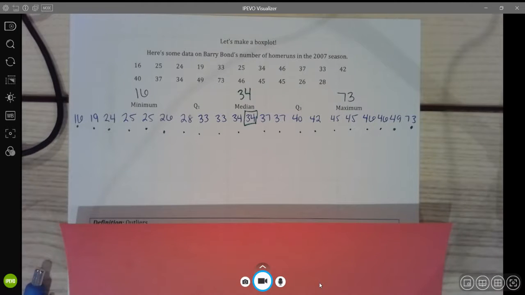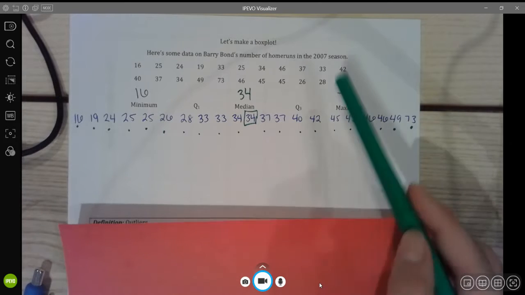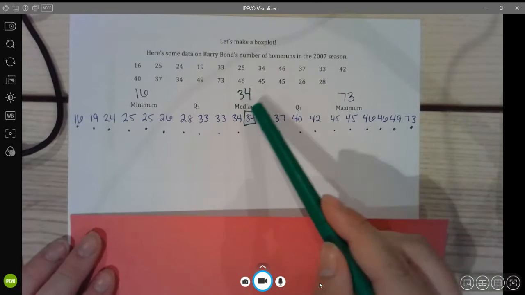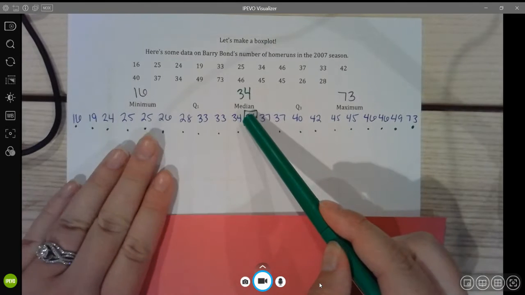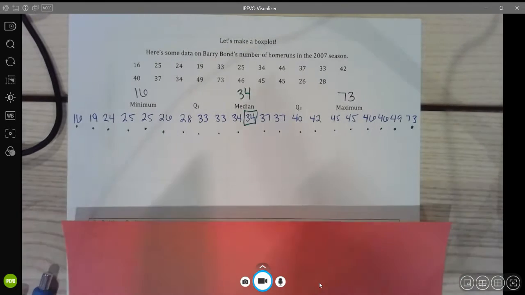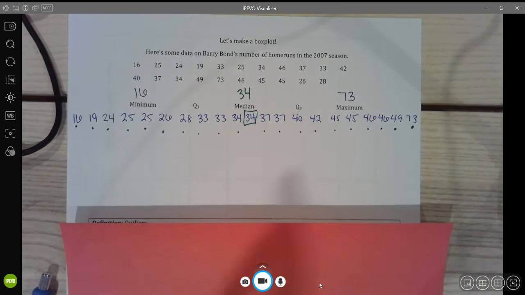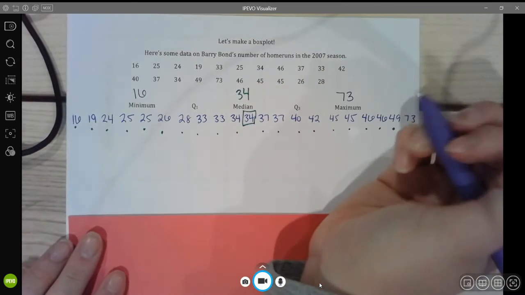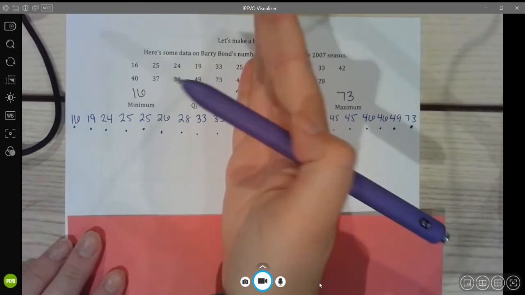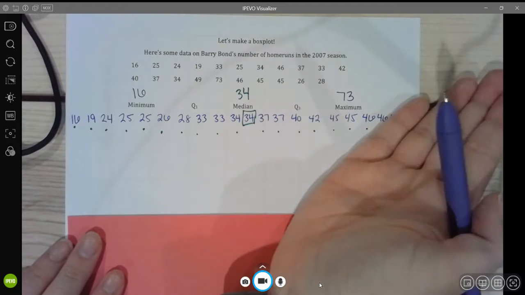Next thing we're going to do is find the median of the lower half and the median of the upper half. I'm going to ignore the 34, because since there's an odd number of data points here, if I ignore it, I'll have an even number on both sides, the same number. And now I'm going to cross them off because I don't need to see anything anymore.